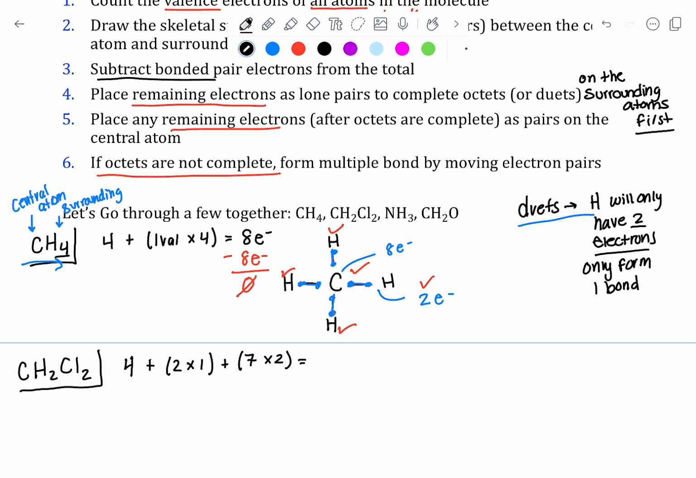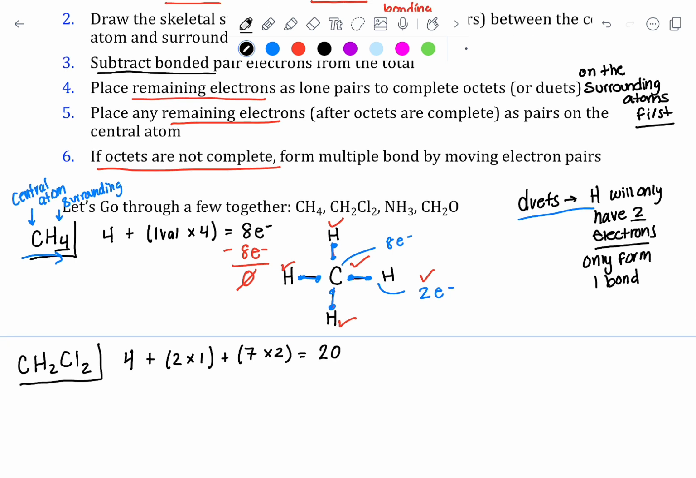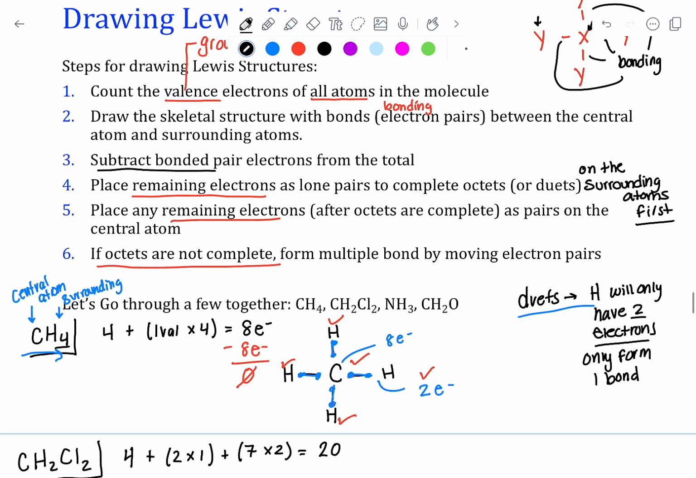Feel free to use your calculator. It is always fine to use calculators on these simple types of math because you never want to be missing electrons. If we add up our total number of valence electrons in CH2Cl2, we get 20 electrons. Okay, so that's step 1. We've completed step 1. We've counted all of our valence electrons.